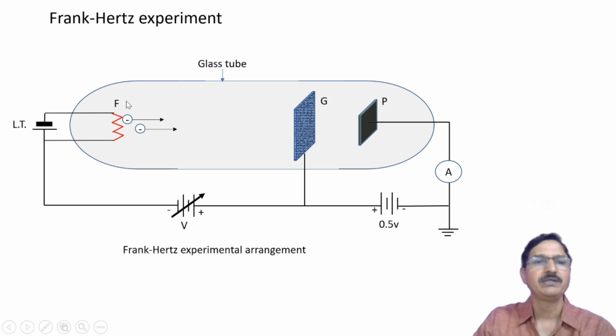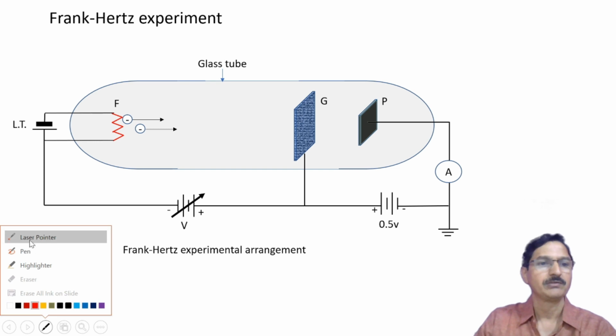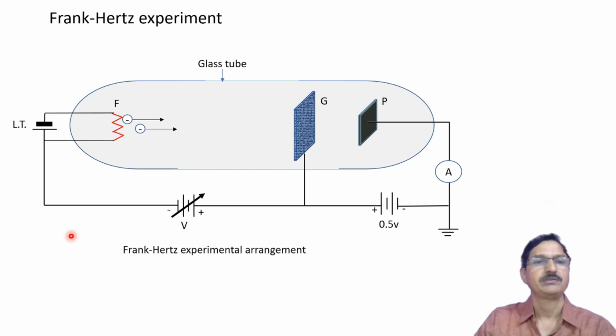In this arrangement, the important one is this glass tube. The outer tube is a glass tube. Inside this glass tube, mercury vapor is filled at low pressure. So we have to understand that inside this glass tube there will be mercury atoms. Then there are three electrodes, F, G and P.